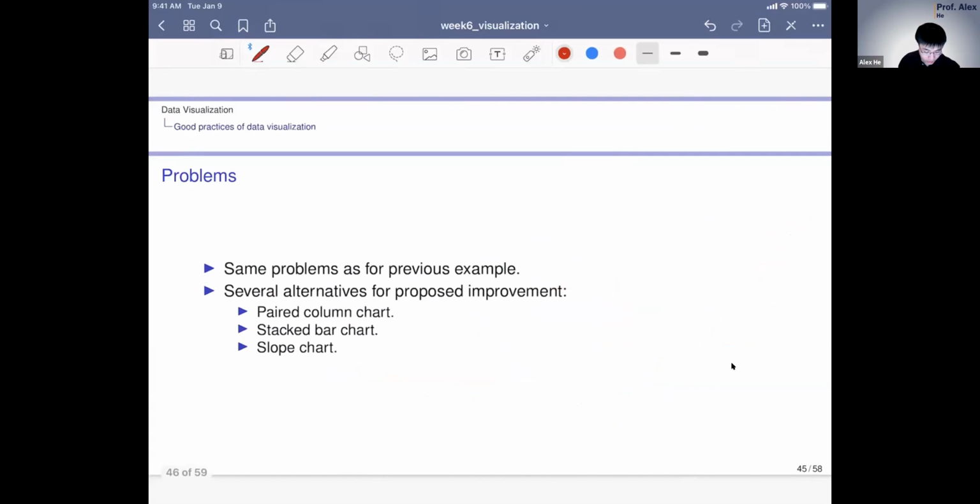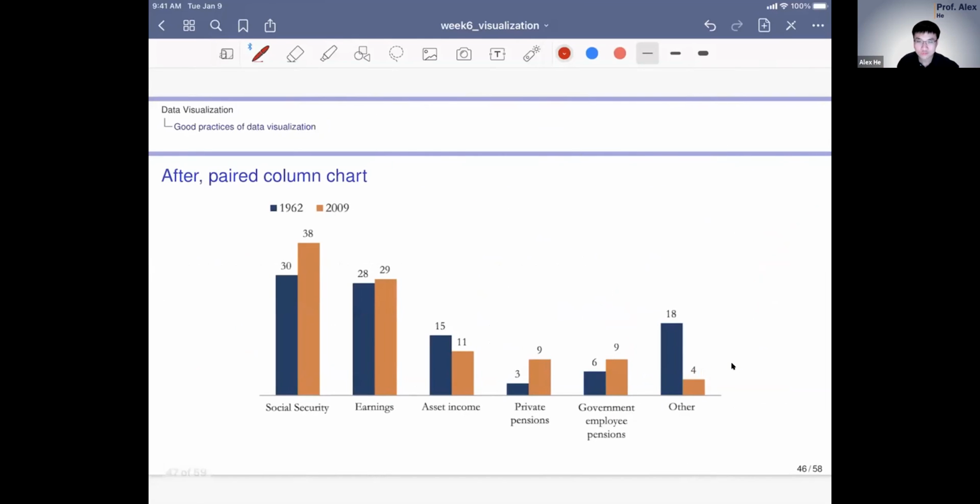Okay, so let's see some options. The first one is what you have suggested, a bar chart for these 2 years. And what's great about this chart relative to the original one is that it allows you to do a very easy comparison. If your goal is to compare how much each group has changed, and which categories have increased and which categories have decreased. For example, Social Security increased, and asset income decreased. And then you can see it increased by like 8% or decreased by 4%.